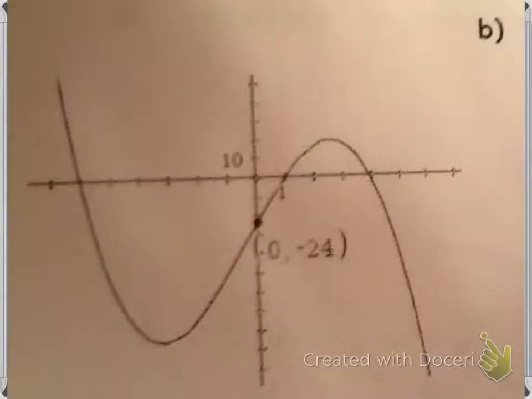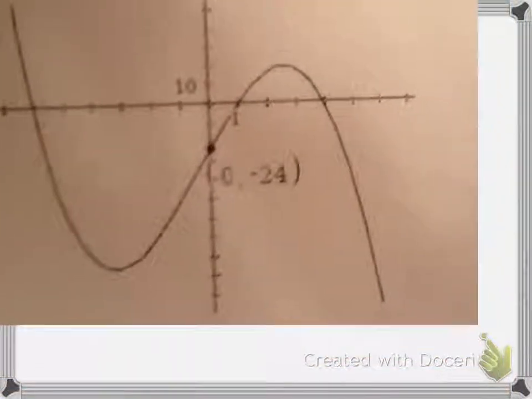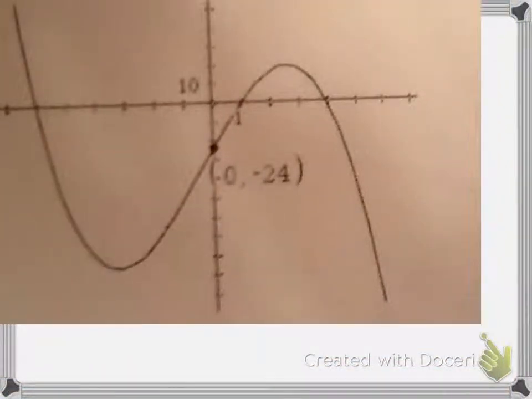Got to insert the picture. This is B, yes. Okay, I'm just going to move this up to the side a little bit so I have some more room. All right, so looking for x-intercepts and double roots. X-intercept here, not a double because the line goes through. X-intercept here, not a double because the line goes through. X-intercept here, not a double because the line goes through.